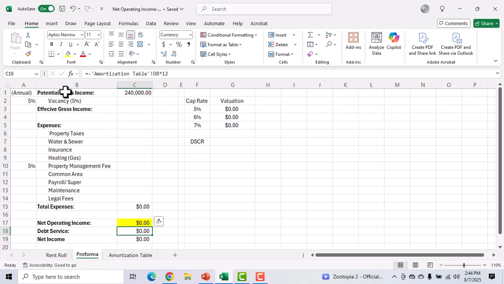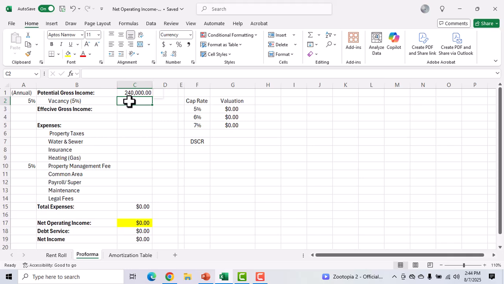So you'll see here, when we start building out our pro forma, we're going to have our potential gross income. This is essentially going to be the income that's coming from the property. Again, for this example, we have a 10-unit, and the income from the property is $240,000. Next thing we want to do is subtract our vacancy rate.